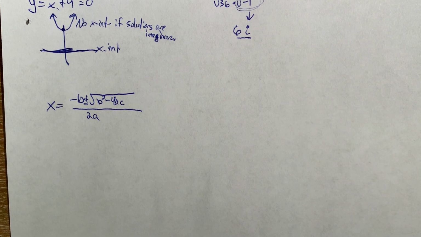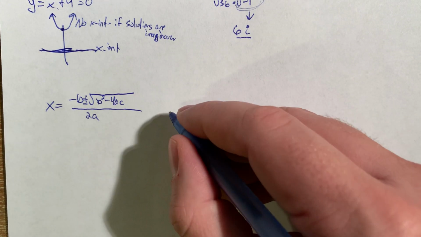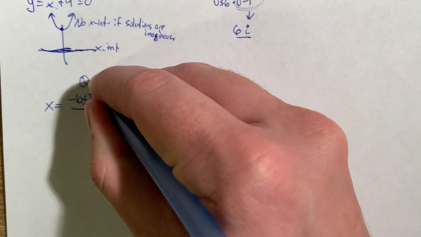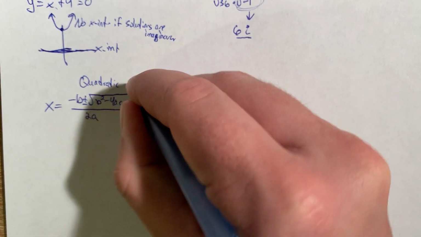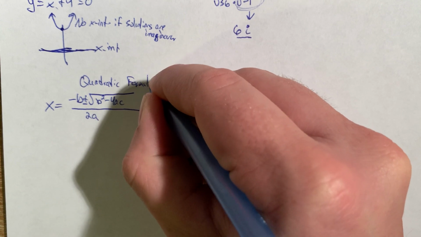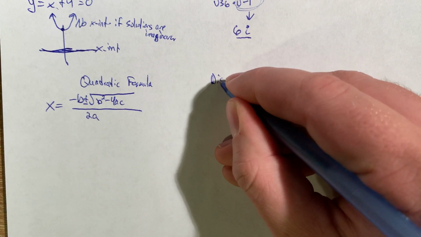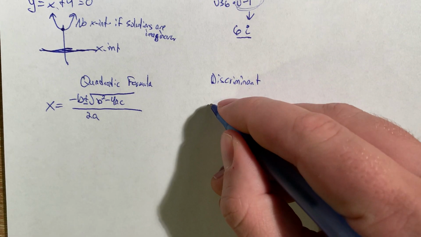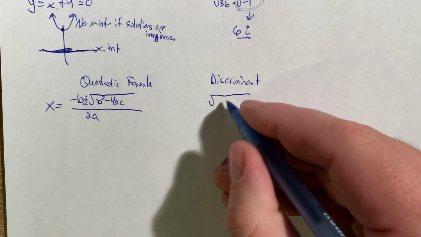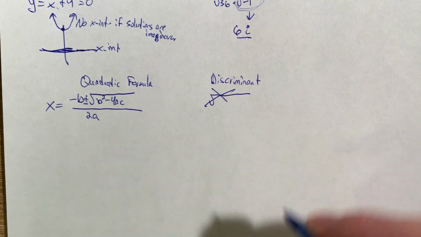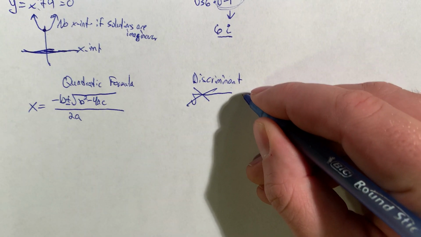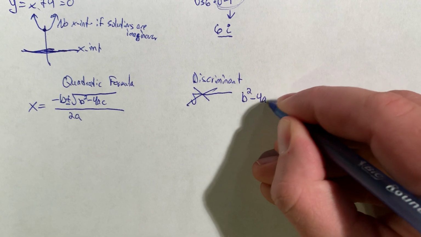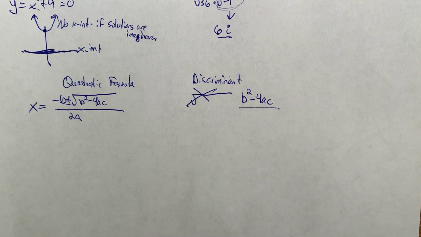And there is a special part of the quadratic formula that can tell us what types of solutions we are going to have. The special part we're going to use today is called the discriminant. And it is just the square root part, but it's not going to be the square root. We're not going to use the square root. It's going to be what's inside the square root. It's b squared minus 4ac. This is the discriminant, okay?